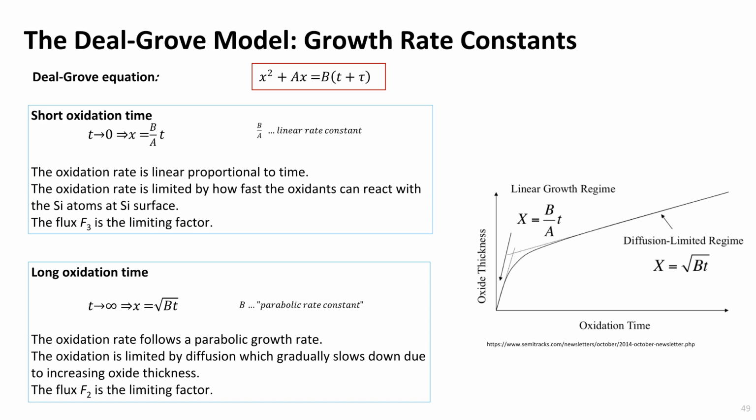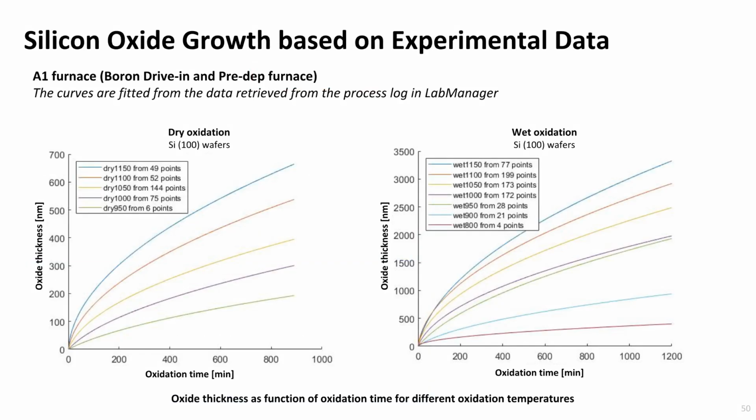The A1 furnace, also called the boron drive-in and pre-dep furnace, has been installed in the clean room at DTU Nanolab for almost 30 years. Through these years, users have grown a tremendous amount of silicon oxide, and lots of experimental data has been collected over time. From this data, it is clearly visible that the oxide growth rate follows the theory of Deal and Grove quite well.